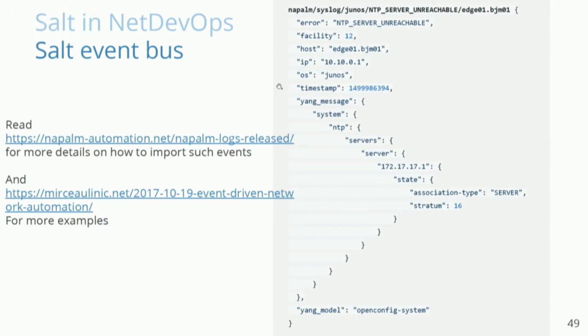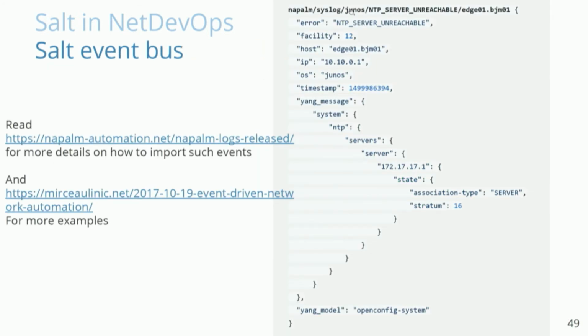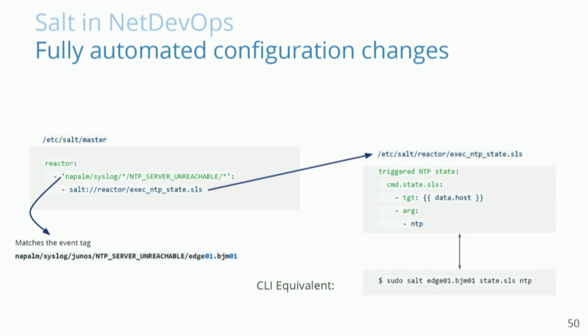We inject an event, like in this example, that is based on syslog messages. I don't have time today to expand a lot on this, but you can follow these links, and you will learn how you can ingest these events into Salt. And using this, you can, for example, deploy fully automated configuration changes by reacting when one of your NTP servers is unreachable. This structure here says that one of my NTP servers is unreachable. And the structure of this document does not depend, again, on the platform you have received it from, because it's normalized thanks to a third-party library called napalm-logs, provided by the same NAPALM automation community.